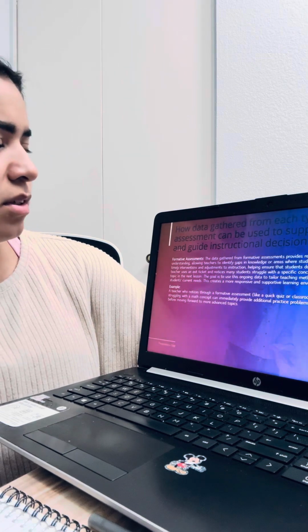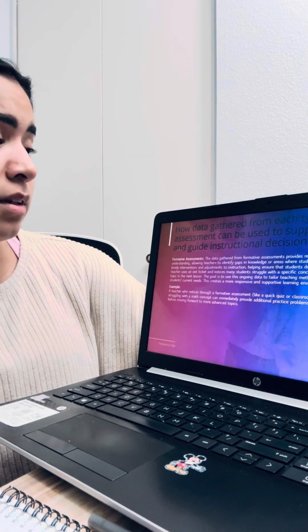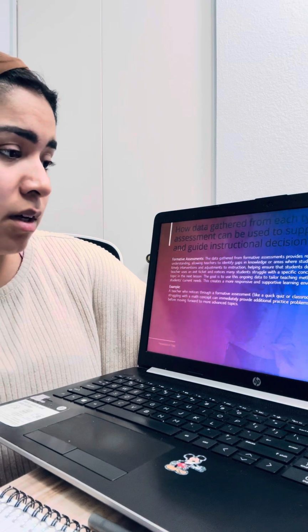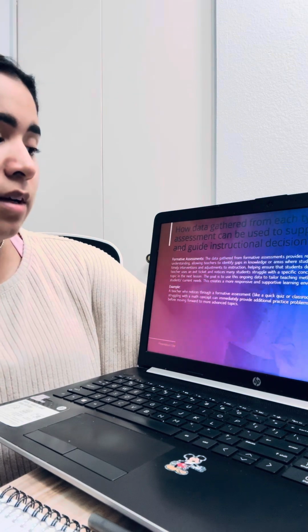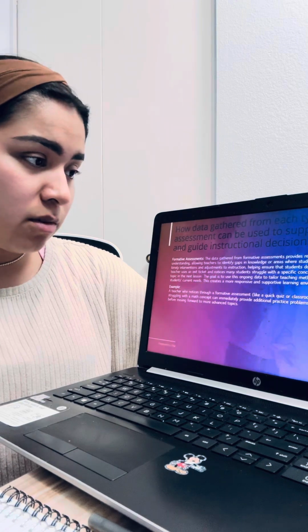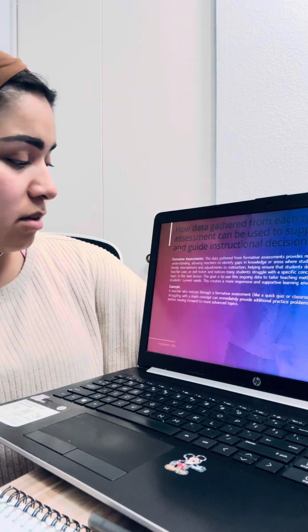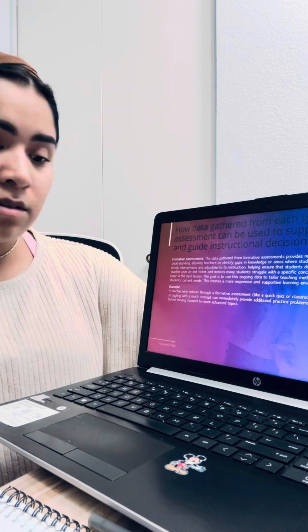An example is a teacher who notices through a formative assessment, like a quick quiz or classroom discussion, that students are struggling with a math concept can immediately provide additional practice problems or alternative explanations before moving forward to more advanced topics.